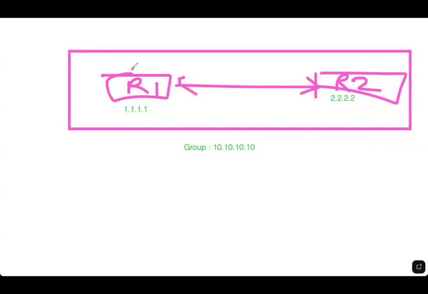Now this router and this router will talk between them. Whichever has the higher priority becomes the AVG, and the other one will become the AVF. Until this point, are you guys clear? Yes, sir.